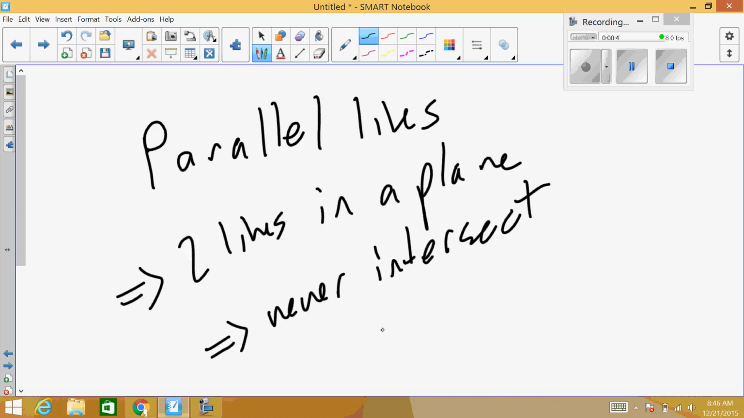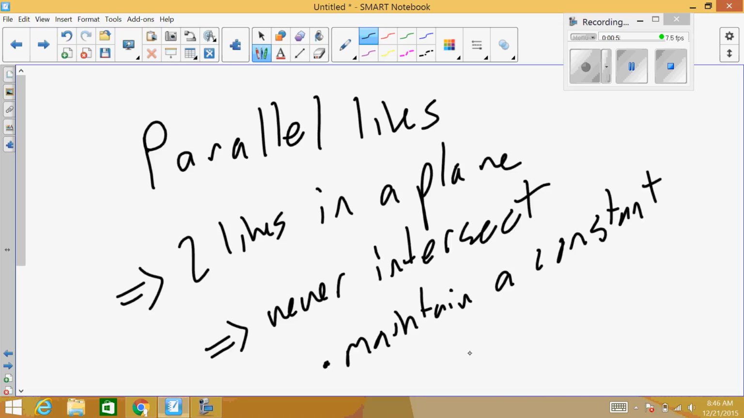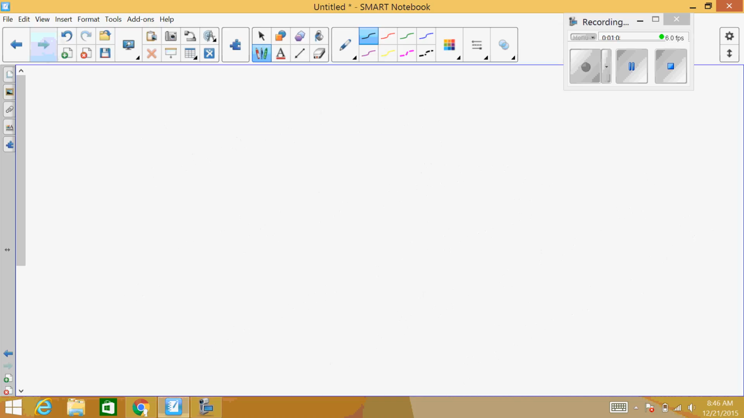Or we could say that they maintain a constant distance apart. Okay, so that's kind of our brief definition of parallel lines. So what would parallel lines look like?